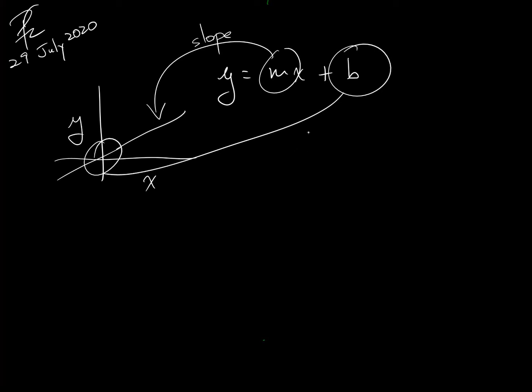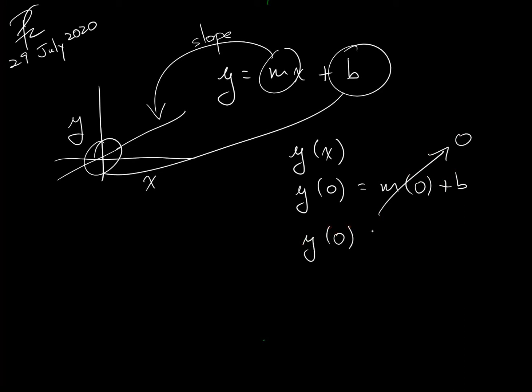I could write this function as y of x, if you remember. And if I set x equals 0, y of 0, I come up to this equation. I set x equal to 0 equals m times 0 plus b. And so that, of course, is 0. And so y at 0 equals b. And so b is the definition of the y-intercept. What about the slope, though? What about m?